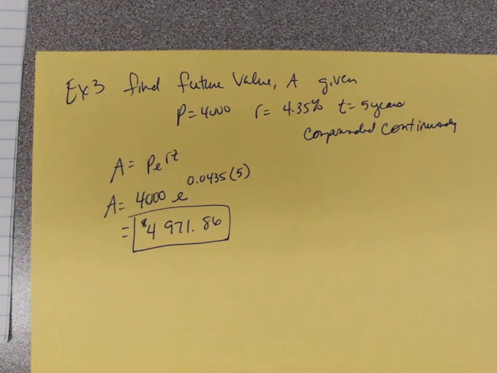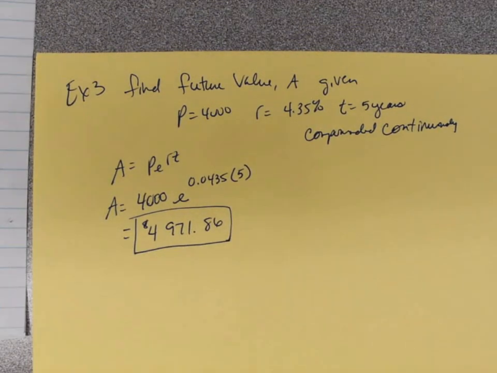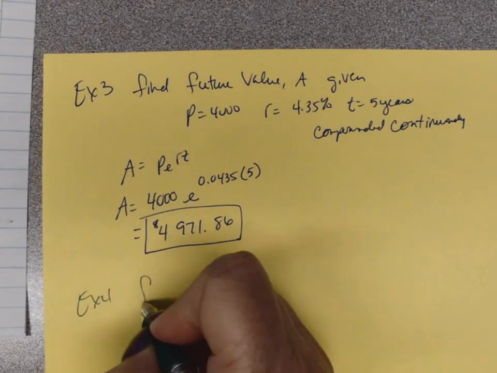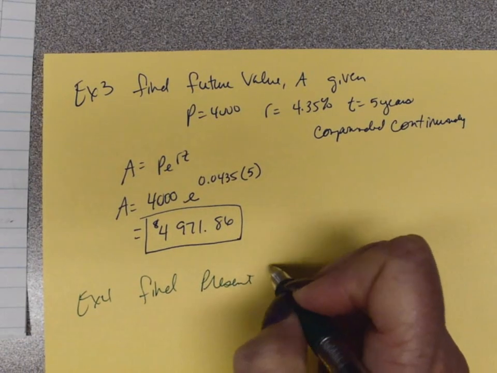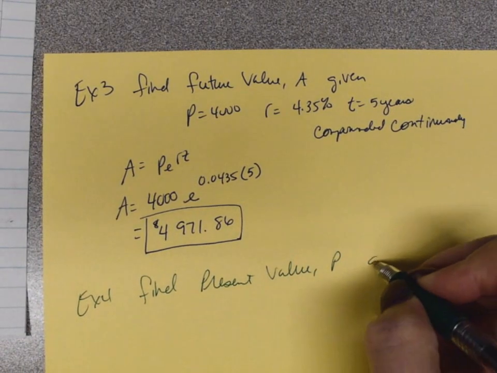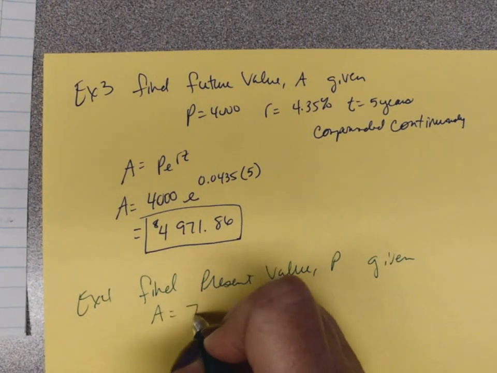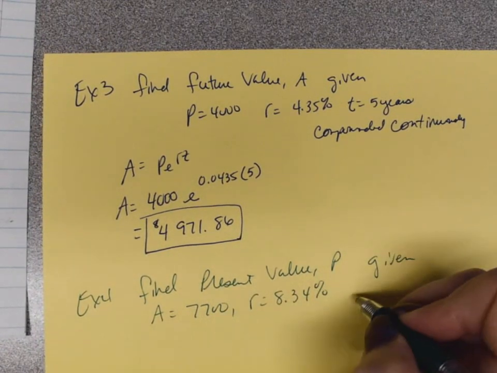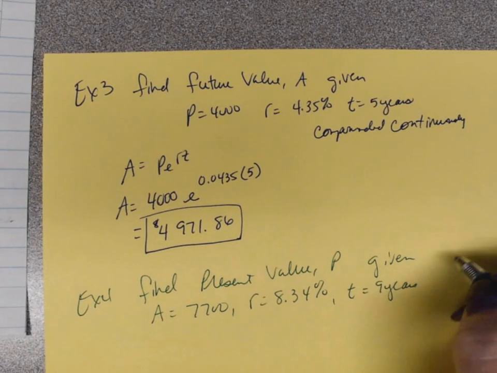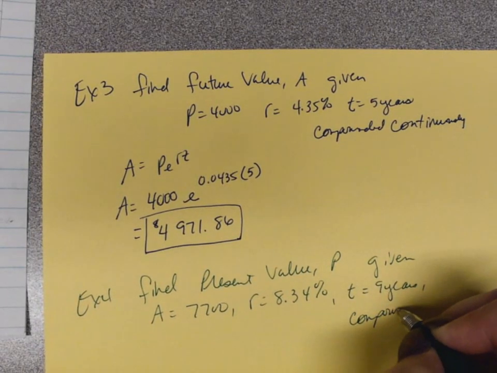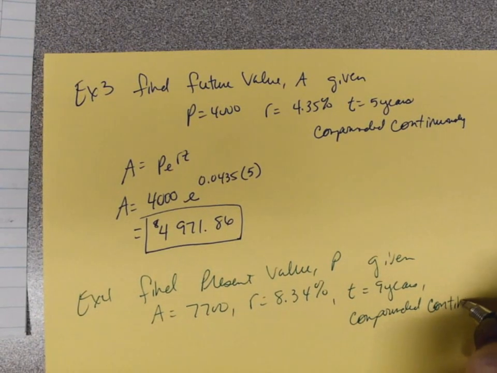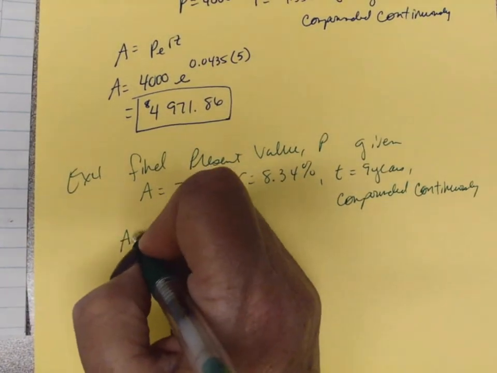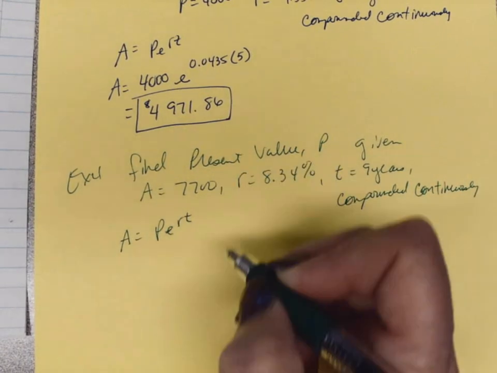All right, let's look at example 4. So for example 4, we're going to find our present value. And again, our present value is going to be P, and we are given A is equal to 7,700, R equals 8.34%, t equals 9 years, and we're also told compounded continuously. So again, if we're using continuously, we're using the formula with the e. So A equals Pe to the rt.